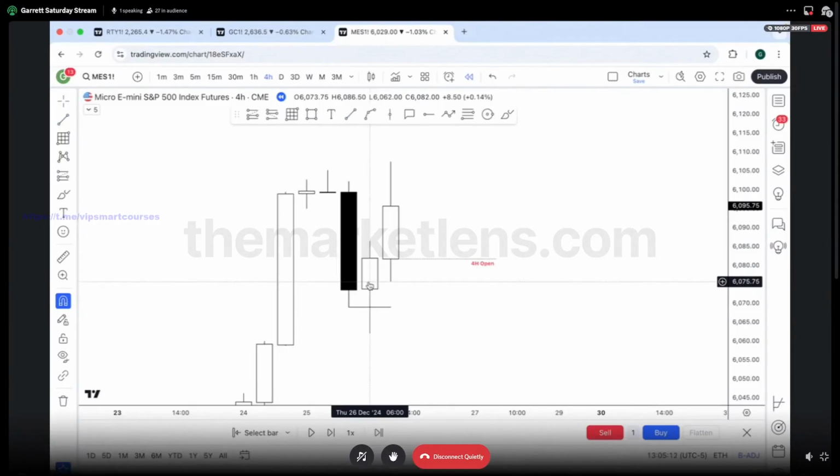I know that the majority of news events and the 9:30 driver are within this time interval, right? 6 a.m. 4-hour candle, right? You have the 9:30 open. You have any 8:30 news, all within this candle. So this candle right here is very important.